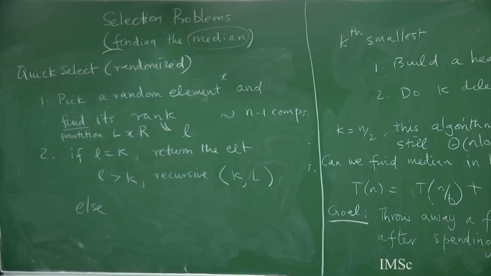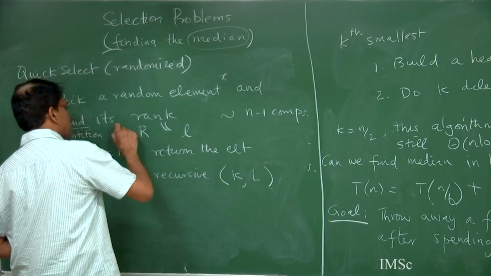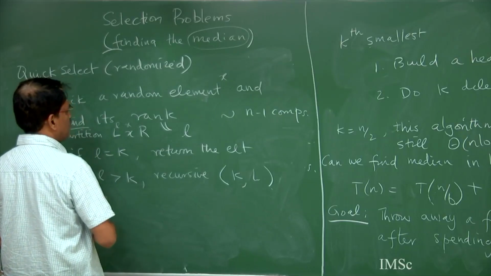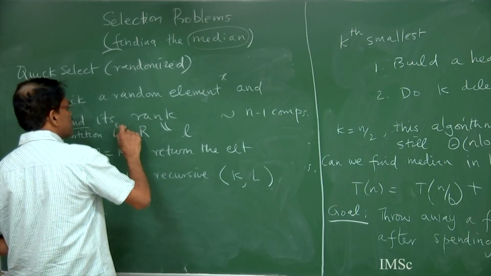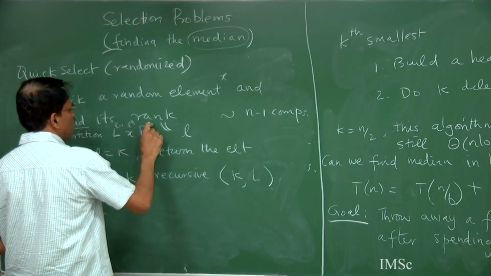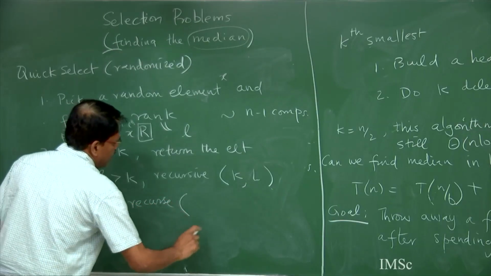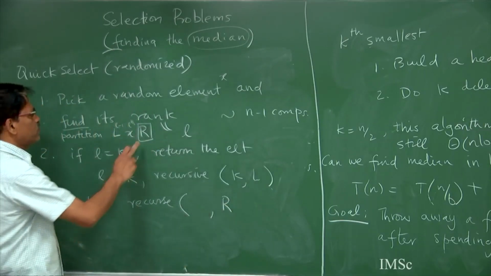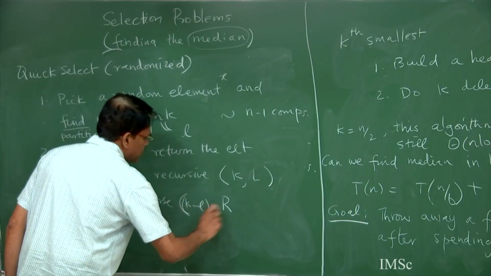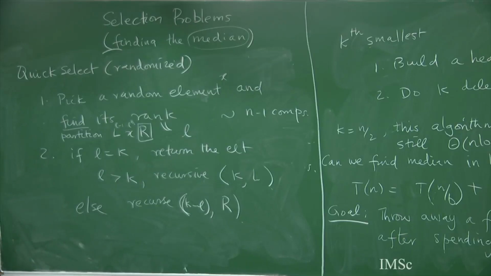Else, L is less than K, then look for what? Look into the other set, what do I look for? Kth smallest? K minus L, right, because I already got L elements out. So, there are L minus 1 elements here and there is some x, which is the Lth element. So, now here I have to recurse in R, but what do I look for? I want to look for the k minus Lth element.